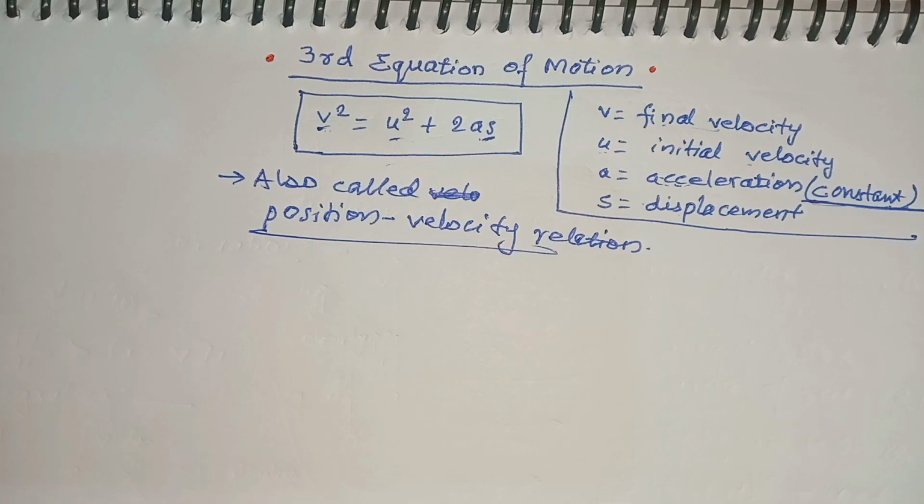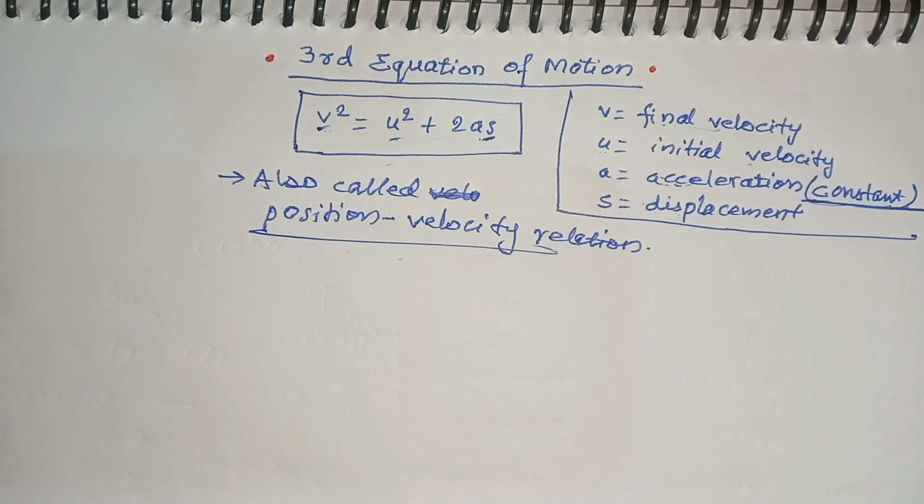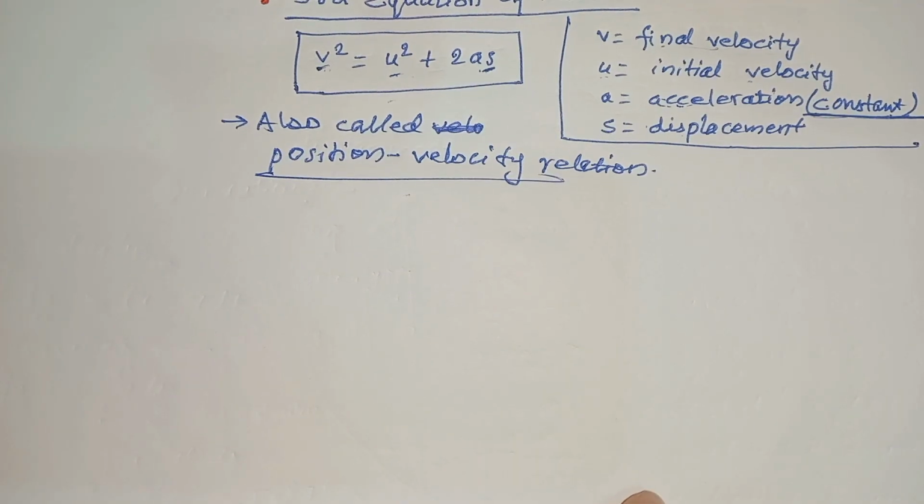Now there are two types of derivations of the third equation of motion. The first one is by the graphical method, the second one is by the calculus method. Let us see first the derivation by the graphical method.